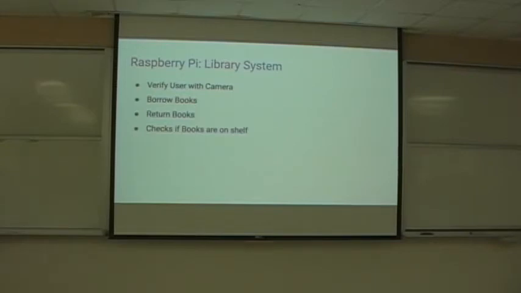And then for the Raspberry Pi, we have two parts that use the Raspberry Pi. First of all is the GUI interface for users to be able to borrow and return books. The second one is that we try to use a light sensor to detect whether the books are on shelf or not on shelf. The GUI portion is first of all, the user comes to the station and verifies their face. If their face is verified, they can borrow books or return books.